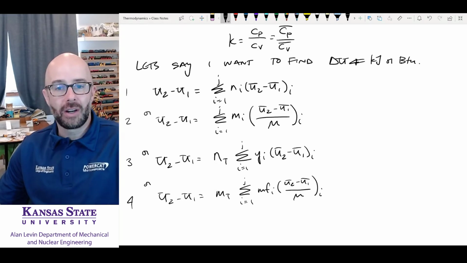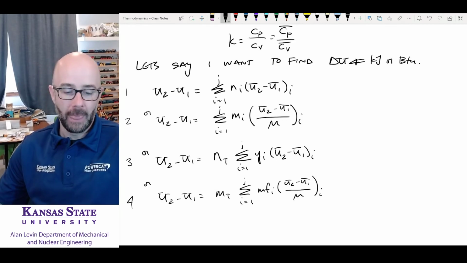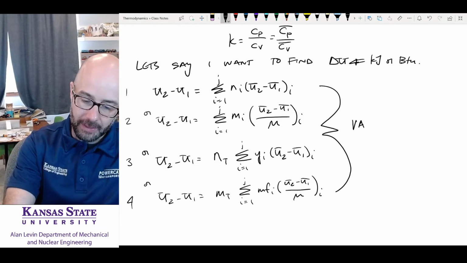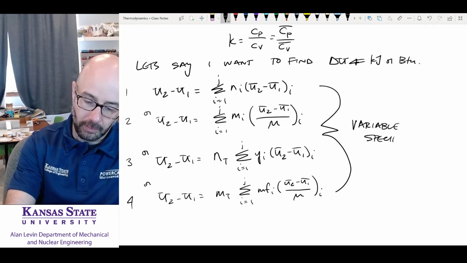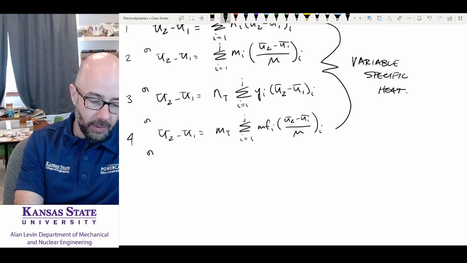But you make sure that when you look at this, U2 minus U1 is always going to be in units of kilojoules, or always in units of BTUs, and you can always check your work that way. Okay, these methods here are going to be variable specific heats. Or we could do way number 5.